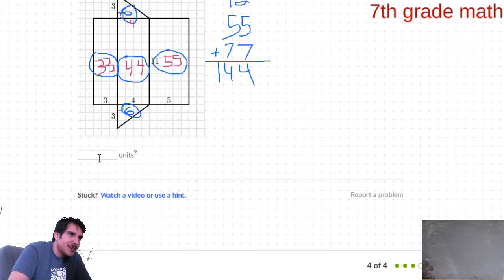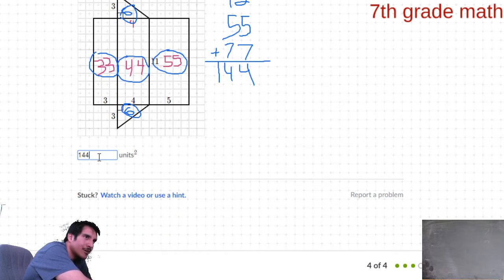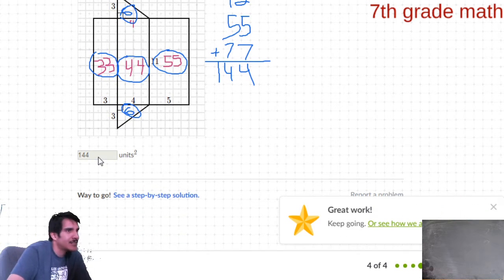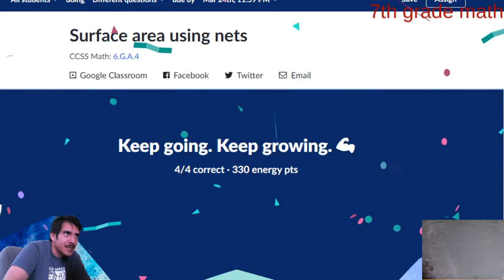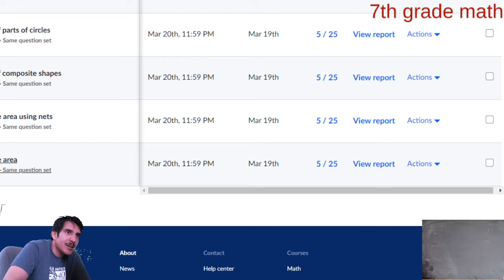So let's go down to where it says square units and hit 144 and hit enter. And that's it. So that was just adding up a bunch of rectangles and triangles. Pretty easy. Okay? Then I'm going to go to the next assignment.